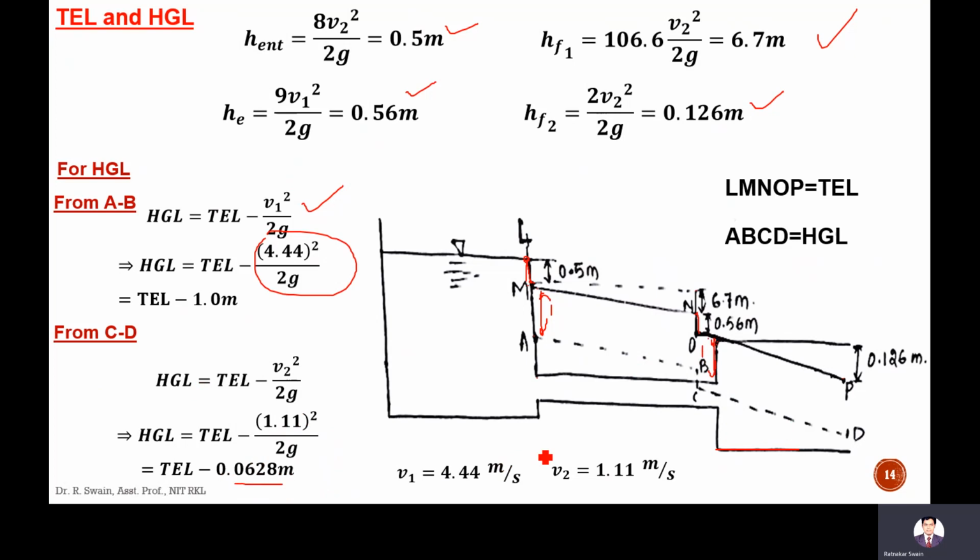So here LMNOP represents the total energy line, and ABCD represents the hydraulic gradient line. Okay, thank you so much.